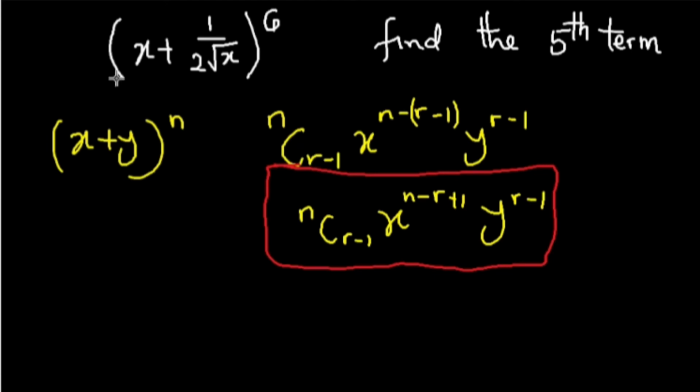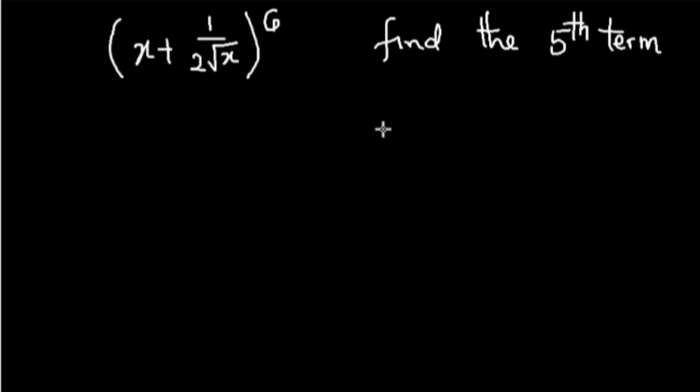So let's quickly use that. n combination r minus 1, x raised to the power n minus r plus 1, y raised to the power r minus 1. So what we need to do now, we are going to apply it in this question. This 6 is my n here. The term I'm looking for is my r. So I will say 6 combination 5 minus 1, then x, which is this one, x raised to power what? 6 minus (5 minus 1).